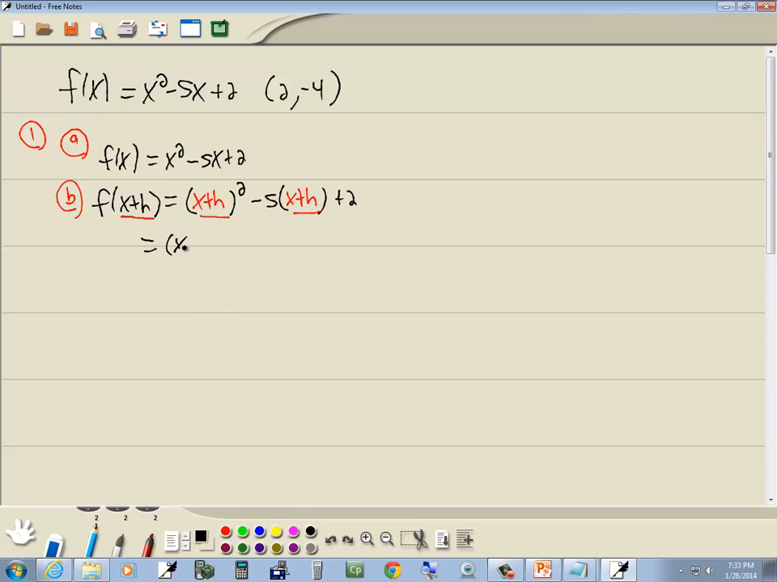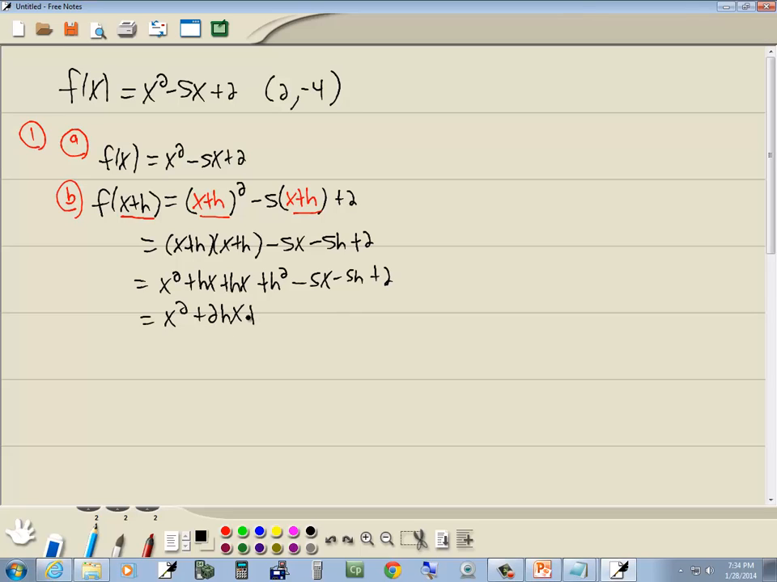Now x plus h squared, that's x plus h times x plus h. This is a distributive property. Negative 5 times x is negative 5x. Negative 5 times h is negative 5h plus 2. x times x is x squared. x times h is hx. h times x is hx. And h times h is h squared. Minus 5x minus 5h plus 2. Which gives us x squared, hx plus hx is 2hx, plus h squared minus 5x minus 5h plus 2.